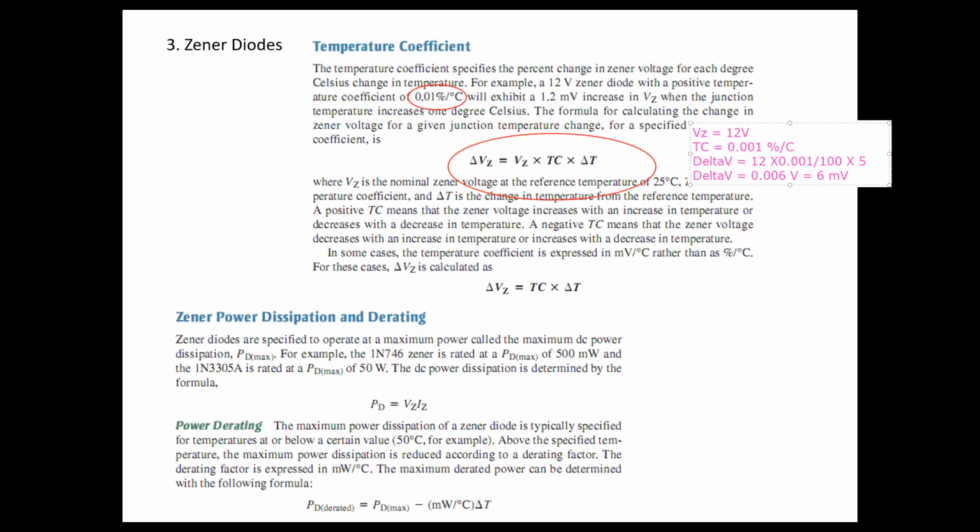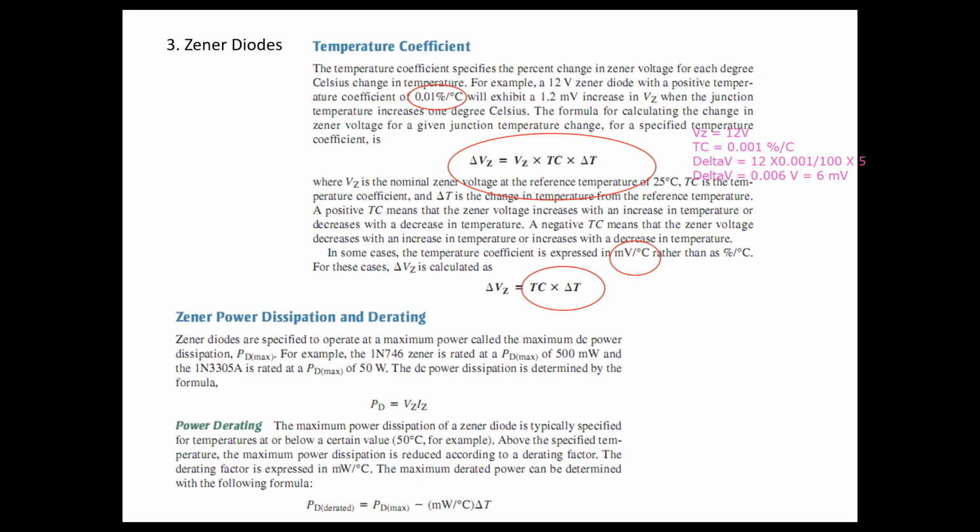Sometimes the temperature coefficient is expressed in volt per centigrade rather than percentage. In this situation, TC gives the change of voltage for a 1 centigrade increase. Here we don't need to multiply by the rated voltage. By just multiplying the temperature coefficient by the change in temperature, we get the answer. Okay, I hope this is clear to you.